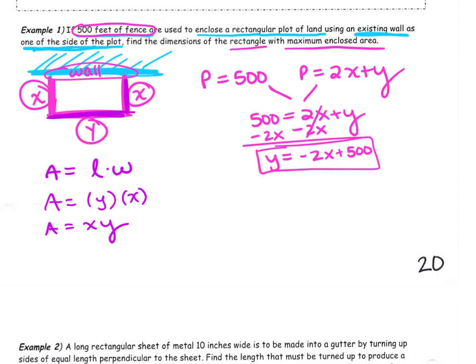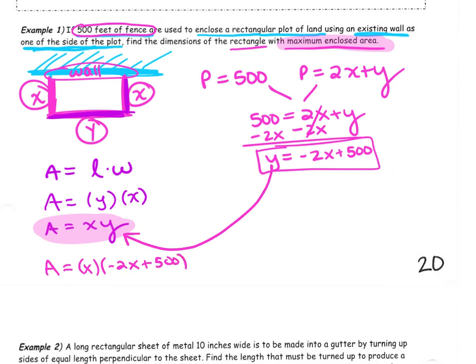All right, well, our end goal is to find the max area. So I'm probably going to want to use my area formula. We already have y, we just got it, so let's plug it in. I'll have area is equal to x times negative 2x plus 500. Okay, we can distribute. I'll have area is equal to negative 2x squared plus 500x. Okay, great. I've got a formula now for area.